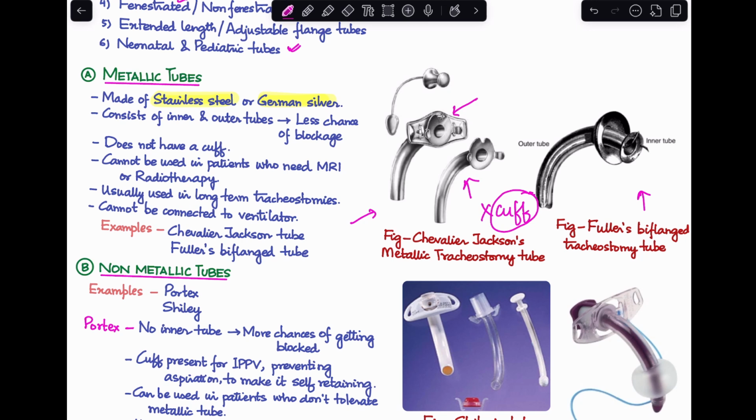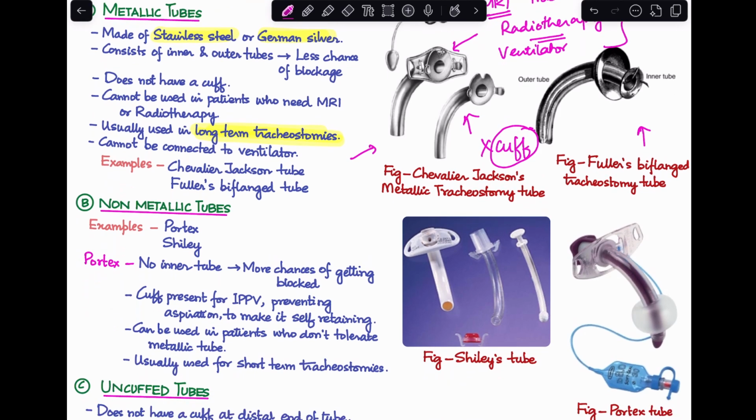And metallic tubes are also not usable if a patient is to be taken up for MRI because this is made of metal. So this is contraindicated. Even if a patient needs to be taken for radiotherapy, in these cases we will not use metallic tubes. Metallic tubes are very useful for long term tracheostomy. Another disadvantage of metallic tube is that it cannot be connected to the ventilator. So, in all of these situations, and in case of an initial tracheostomy, in all of these cases, we will not prefer to use the metallic tube.